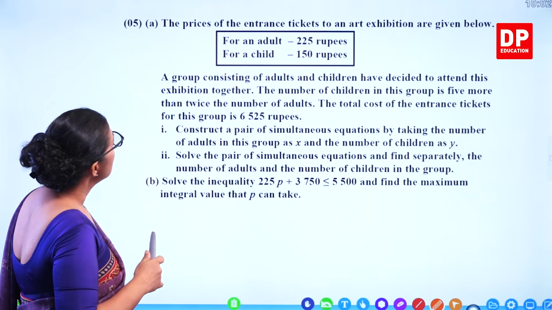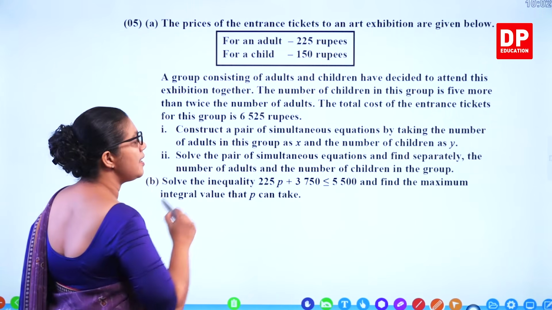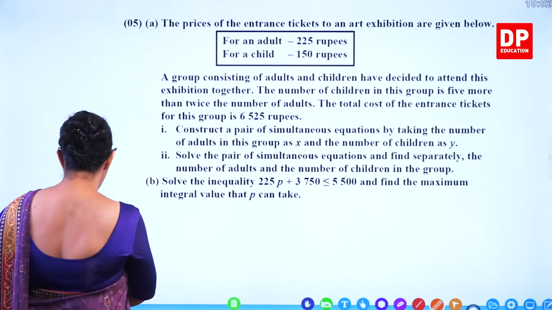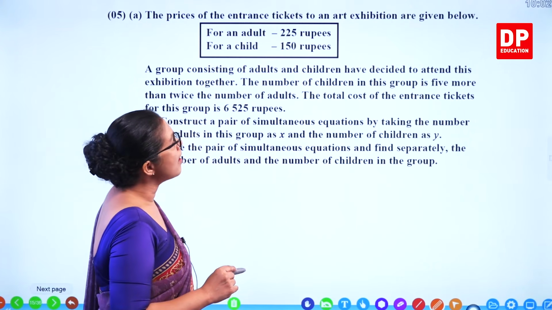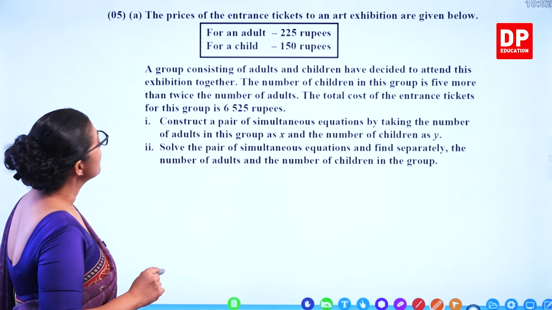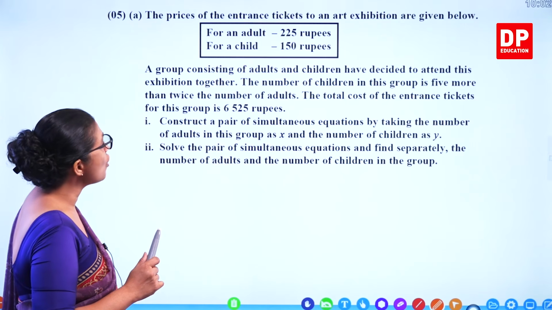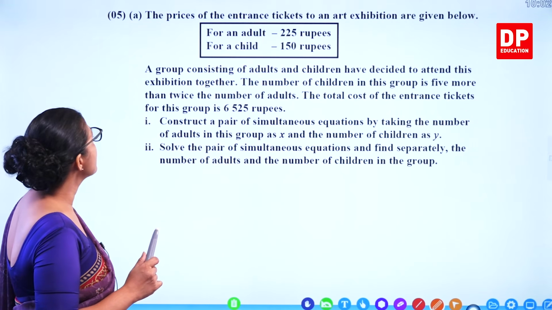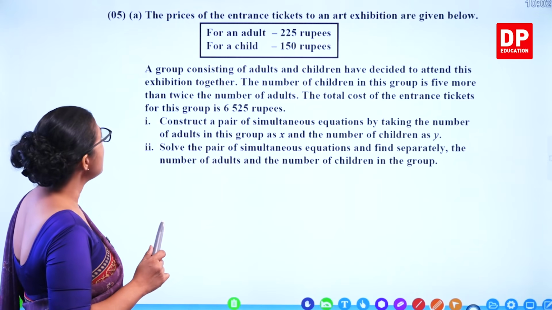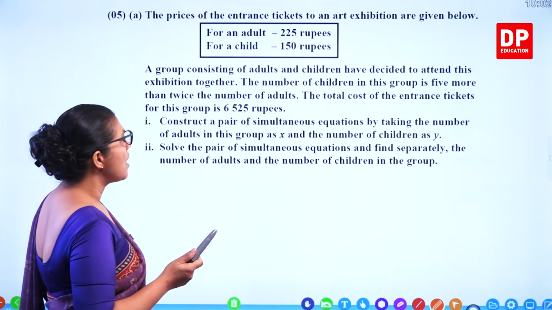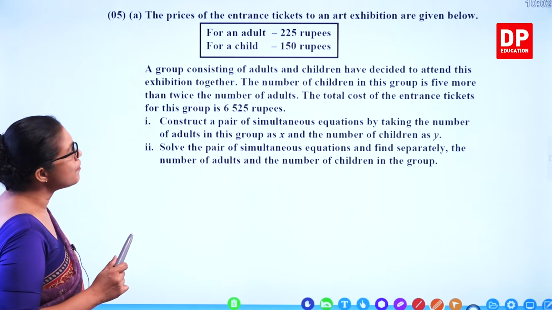It's about constructing equations, and part B, inequality. So we'll do step by step. The prices of the entrance tickets to an art exhibition are given below. For an adult, it's 225 rupees, and for a child, that's 150 rupees. A group consisting of adults and children have decided to attend this exhibition together. The number of children in this group is 5 more than twice the number of adults.